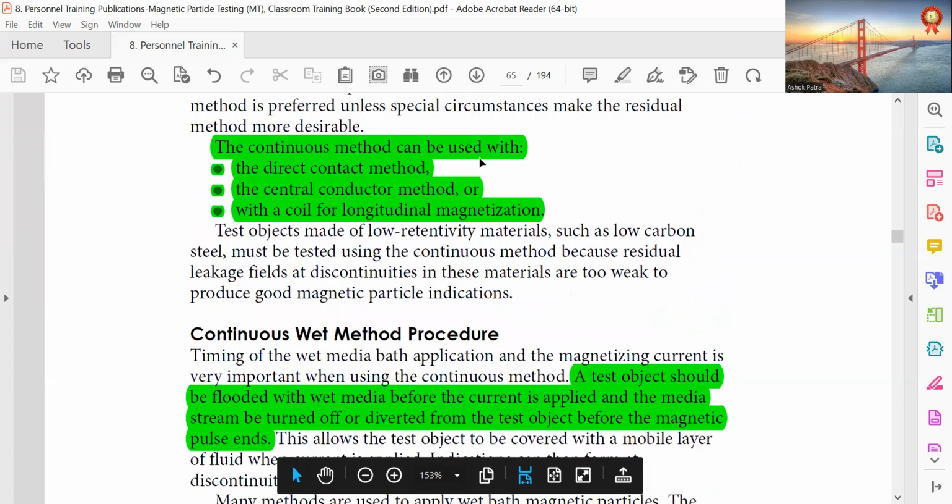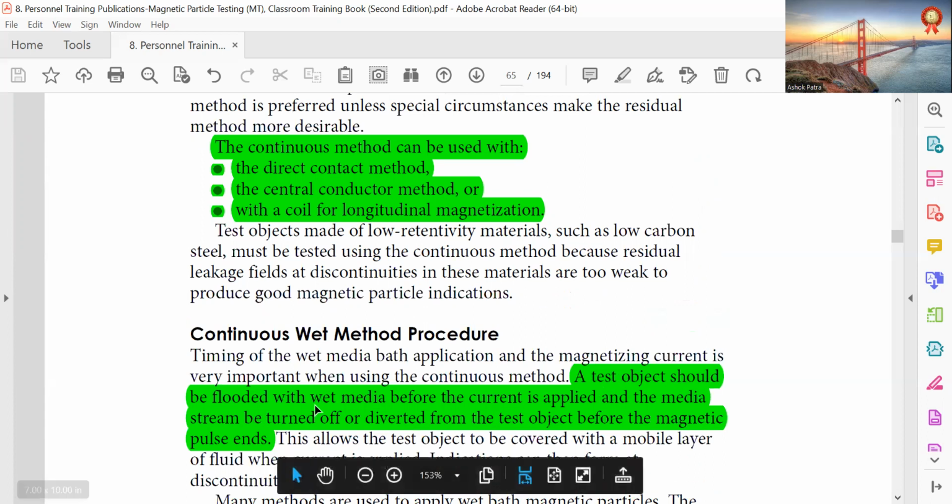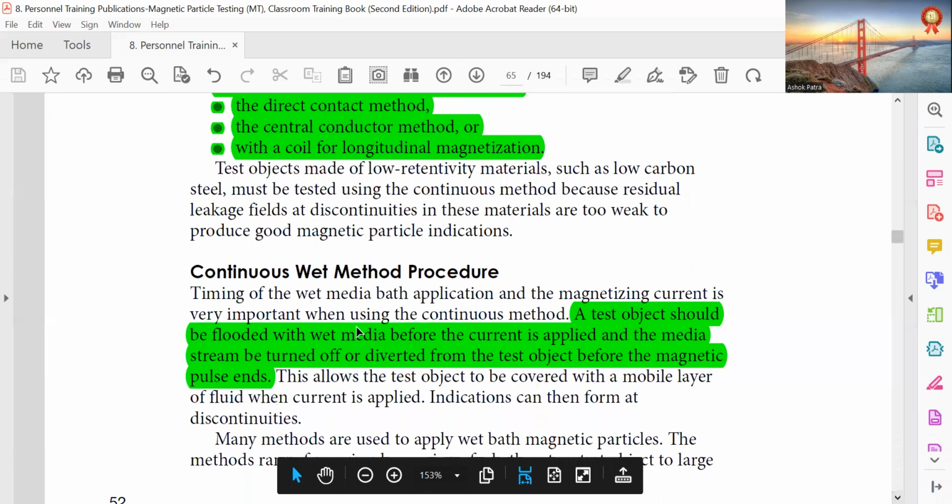The continuous method can be used with the direct contact method, the central conductor method, and coil for longitudinal magnetization. The test object should be flooded with wet media before the current is applied, and the media stream is turned off or diverted from the test object before the magnetic pulse ends. So, continuous wet method procedure.